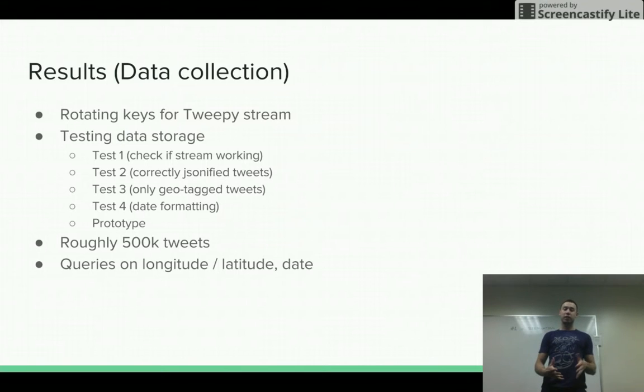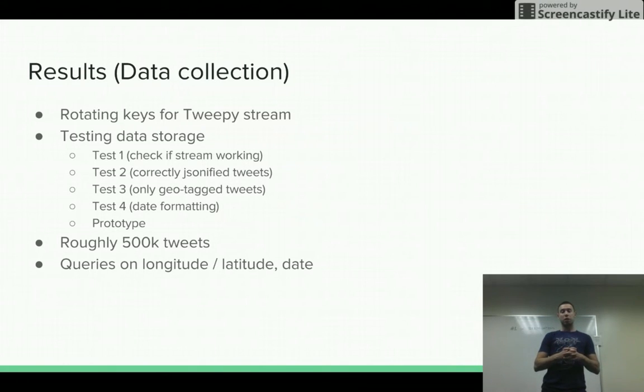Here are some of the results of our data components. The mechanism of rotating Twitter user keys for our data stream ended up being very successful, and we were able to run our streams for 24 to 48 hours straight without hitting any rate limits. We were able to create multiple data storage collections in our Mongo database to perfect the kind of data we wanted to insert. For example, our test1 collection first inputted all the data we got from our stream to see if it was working. The next correctly JSONified the tweets, and then we included only geotagged tweets because we only wanted tweets with location coordinate data.